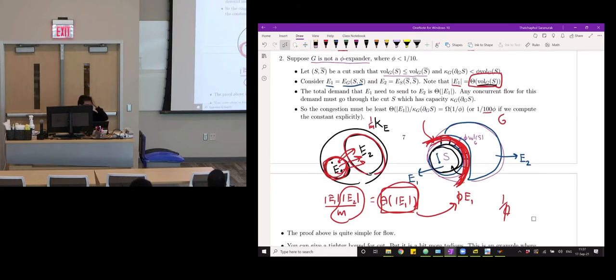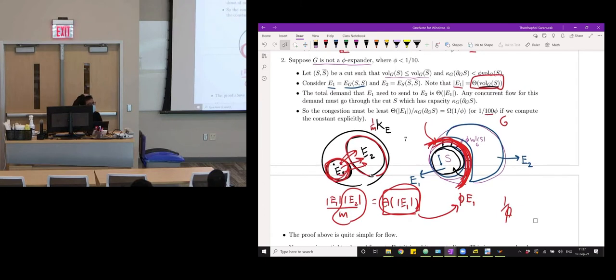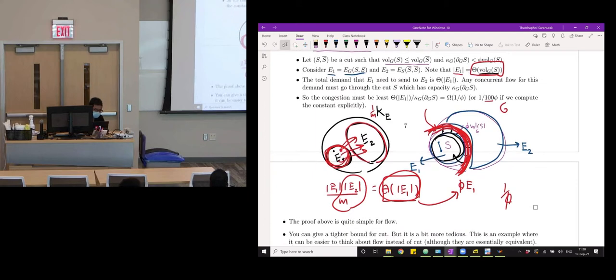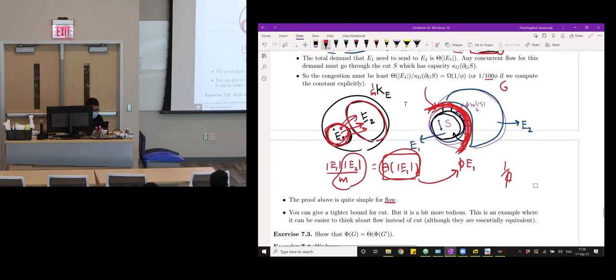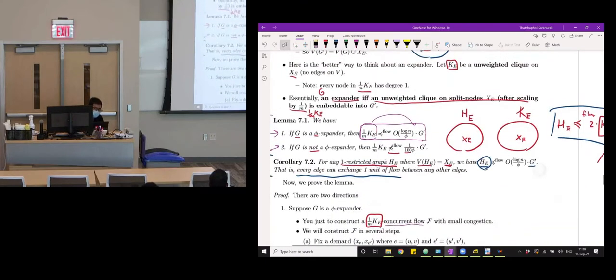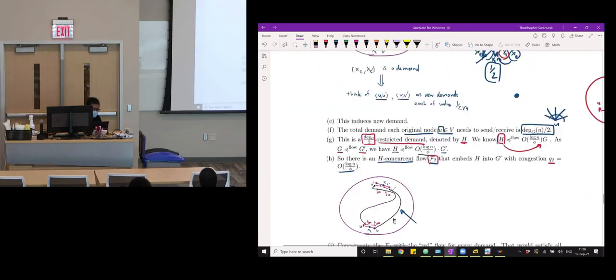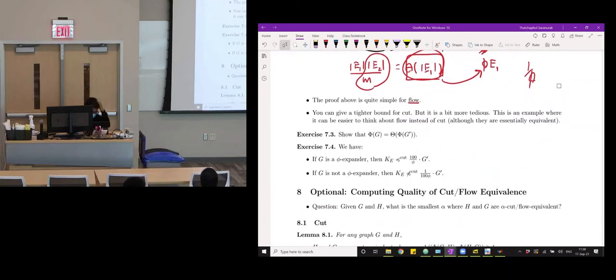Okay, so that's the proof question. All right. So, yeah, the proof is actually not too hard, at least for flow. But actually, you can talk about cut as well, like replace this by cut. You can try to prove it. It will be true, and you can even prove it with a tighter bound, like you don't lose log n basically.